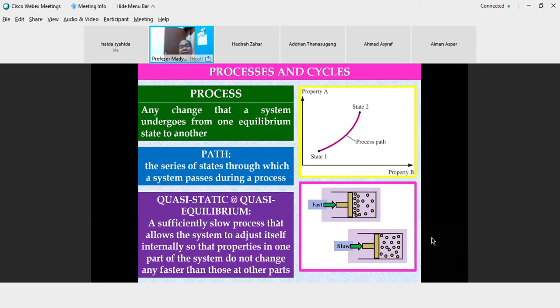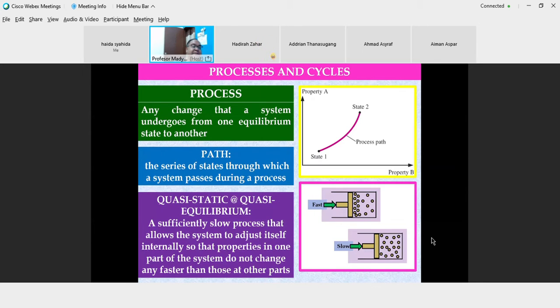So if you are late, if you wake up very late from your bed, the time until you are in your attire takes about 30 to 40 minutes, especially the girls. So that's me, you are quasi-static in your process. So try to avoid it.